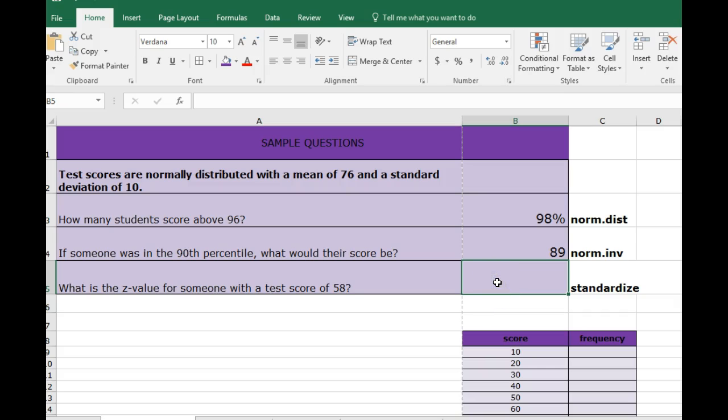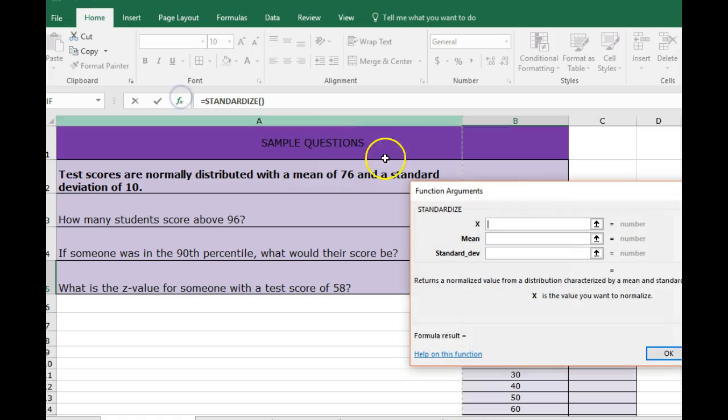If you don't feel like programming in that equation, you can simply type in equals STANDARDIZE. You can see it popping right on up. Again, easiest to just go right to f of x.